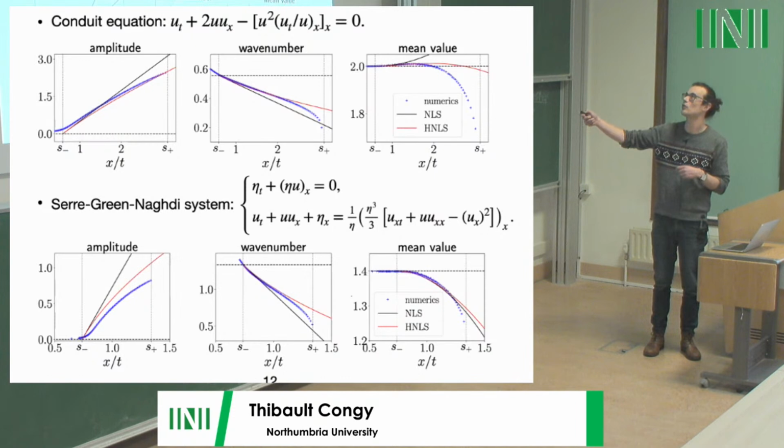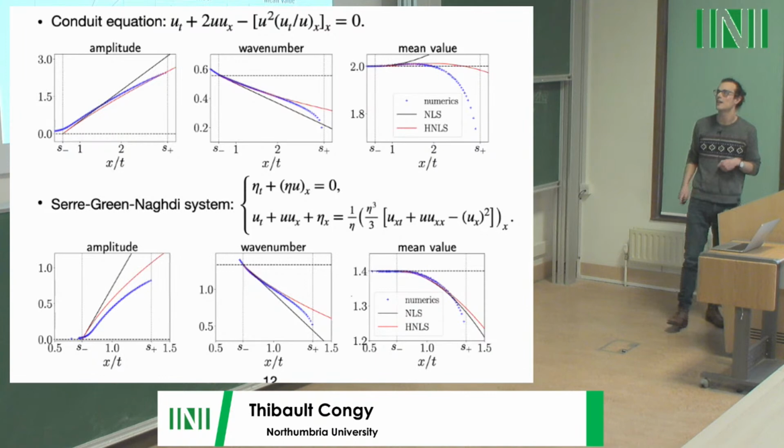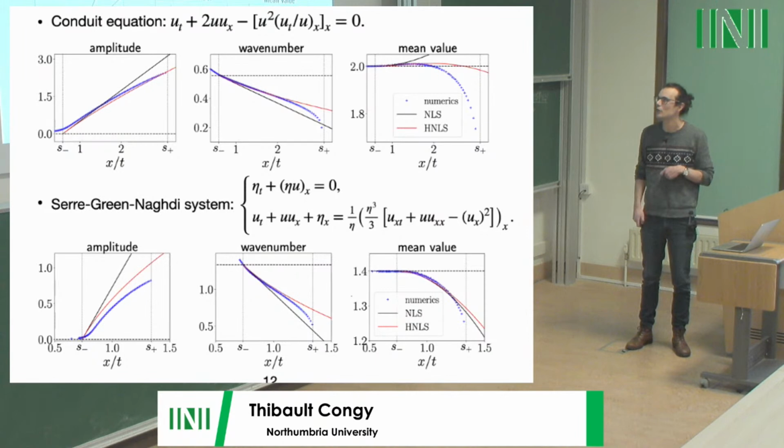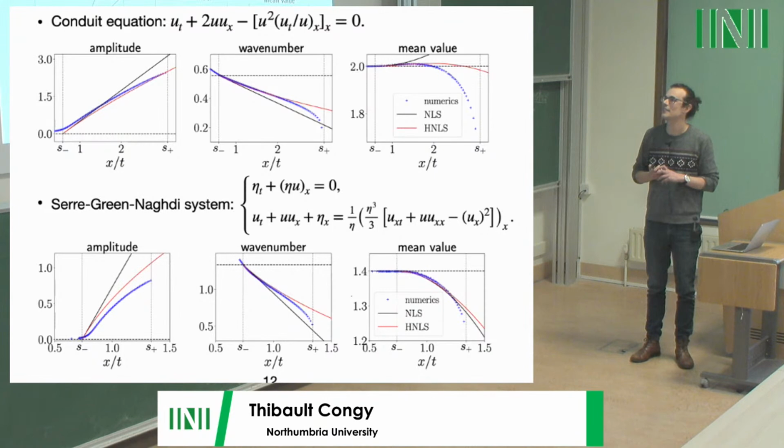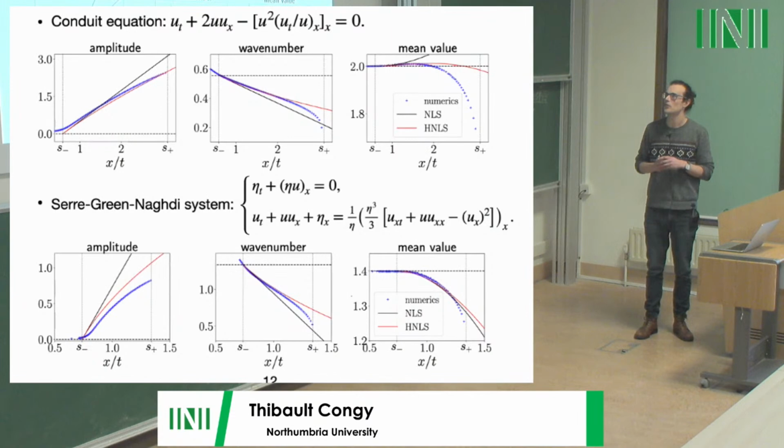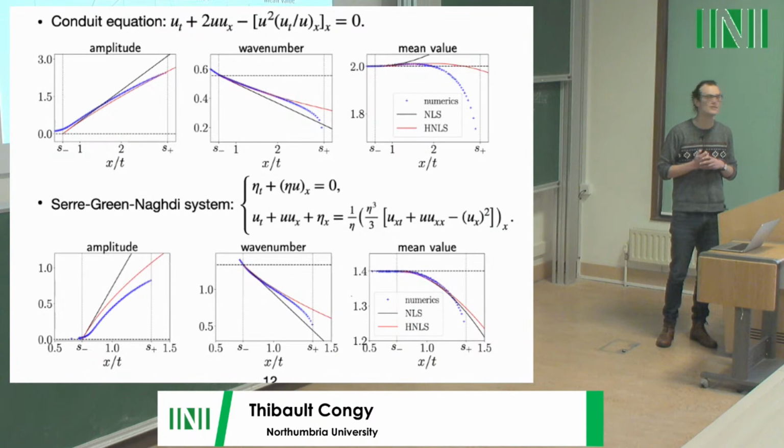And the same for the Sergrin-Nadis system. So now it's no longer scalar dispersive hydrodynamics. And you see that for the wave number and the mean value, it's quite good. For the amplitude, and that's something that still needs to be understood, you have the same behavior as for the conduit equation, but you can see that you have a shift for the amplitude. And we still don't clearly understand why you have this shift for the amplitude.